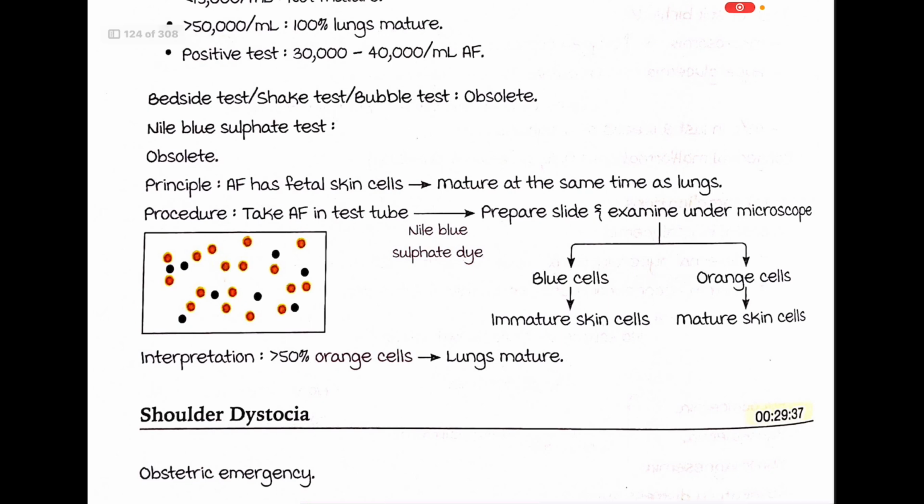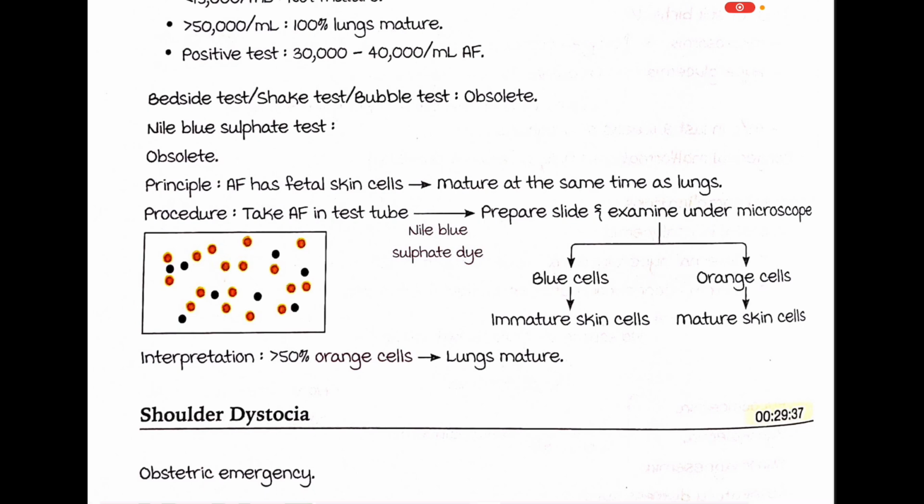Bedside tests: the shake test and bubble test are obsolete. Nile blue sulfate test, obsolete. Principle: amniotic fluid has fetal skin cells, and fetal skin cells mature at the same time as lungs. Procedure: take amniotic fluid in a test tube.